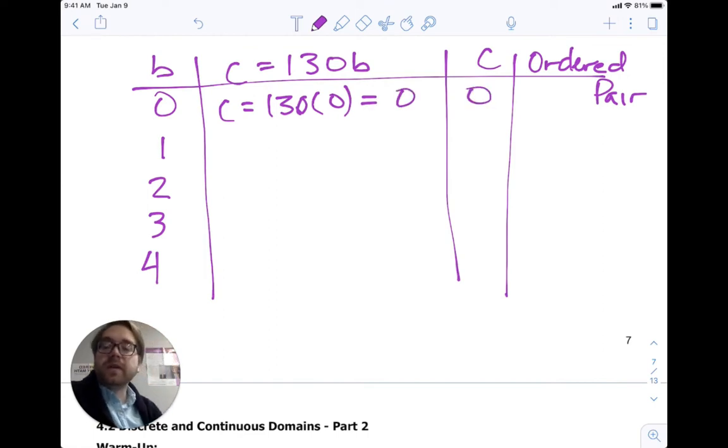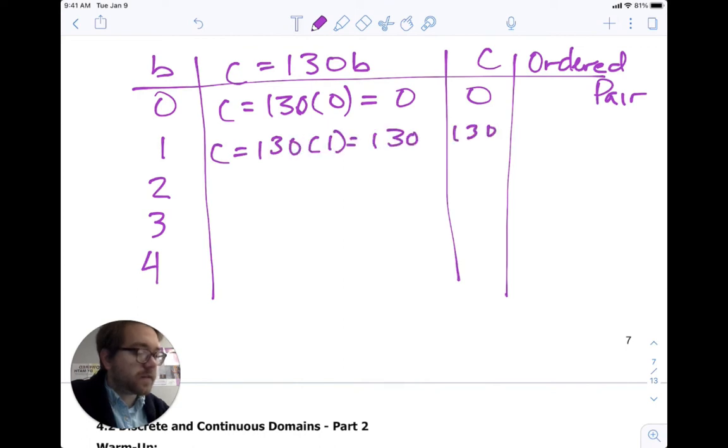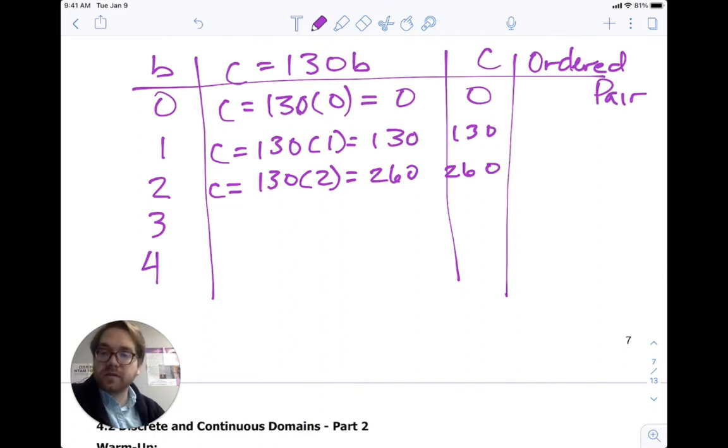So remember, when we're plugging in our domain values, we replace it with the variable. So we take out the b and put in 0. 130 times 0 is 0. 130 times 1 is 130. So that's how many calories you consumed after eating one cereal bar. 130 times 2 is 260. So that's how many calories you consume after eating 2 cereal bars. Let's go ahead and do 3 and 4 real quick.